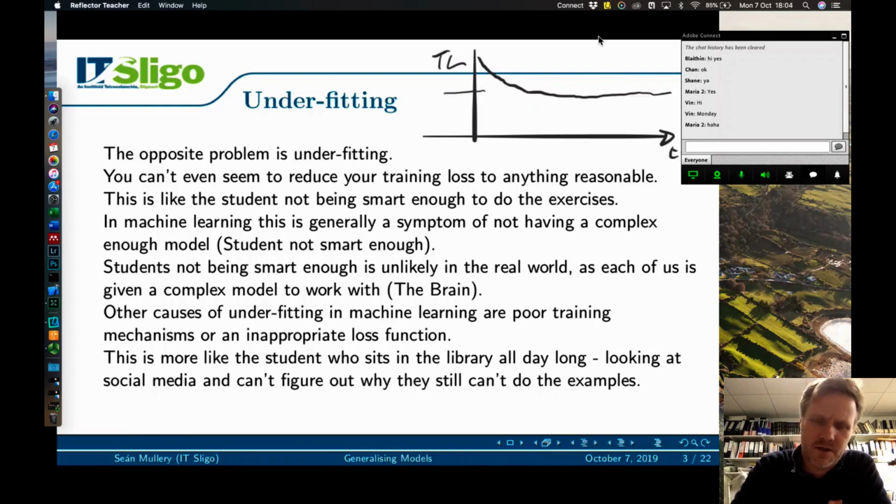Now, in our analogy of the student, maybe not a great analogy, this is where the student is just not smart enough. Okay, now that, as I say, rarely happens in the real world, that a student isn't smart enough. It's usually some other problem that's there. But in terms of machine learning, it can happen that we just don't have a complex enough model. Okay, so students not being smart enough is much less likely in the real world, as each of us has been given a complex model to work with, which is our brain.